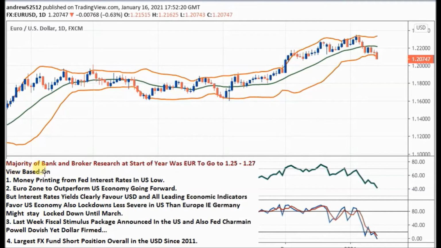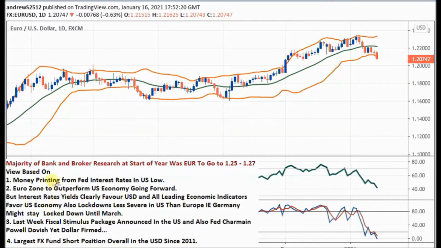Last week we were saying the majority of bank and broker research at the start of the year was saying the euro would go to 1.25, possibly even 1.27. Yeah, we checked 20 reports. We found only one mildly bullish of the USD, all the rest bullish of the euro. So, the market view generally is for the euro to go higher. Of course, this target 1.25, 1.27 is for the first quarter. We could get there, but I just think the odds are really high for more weakness.